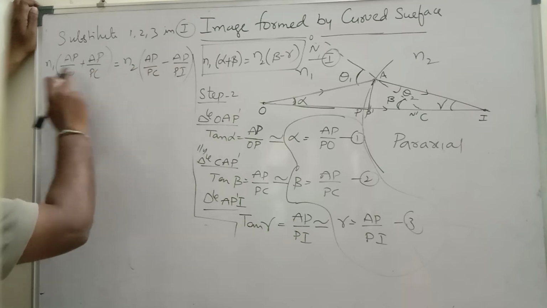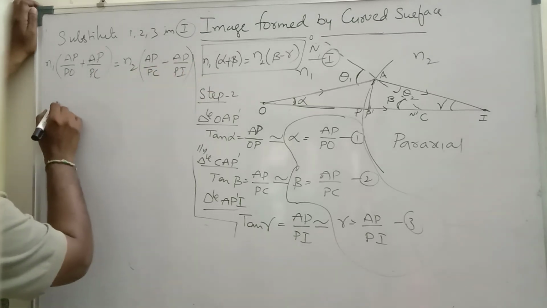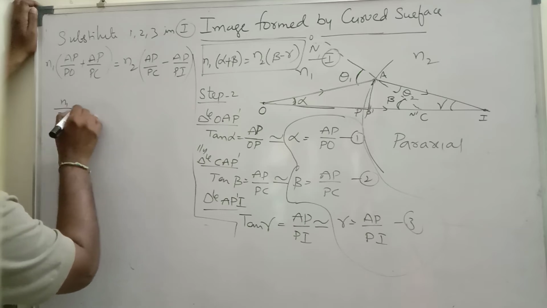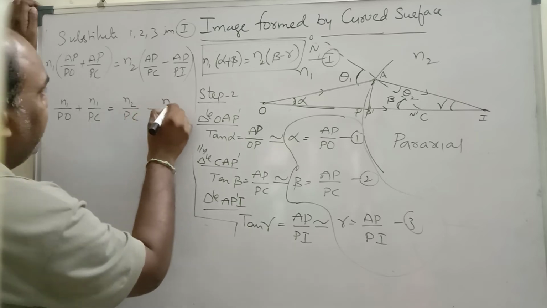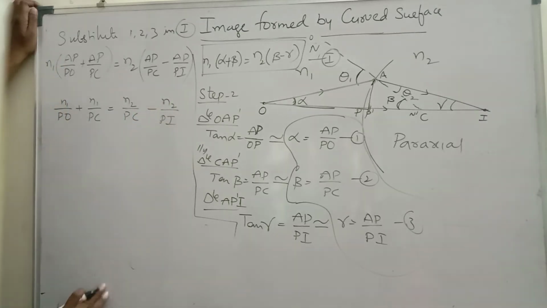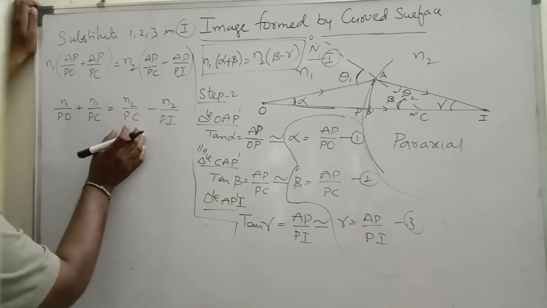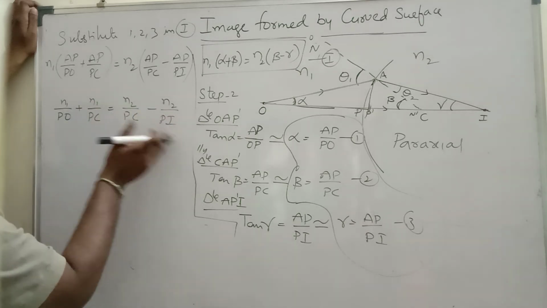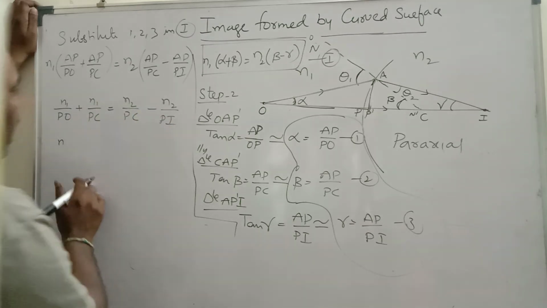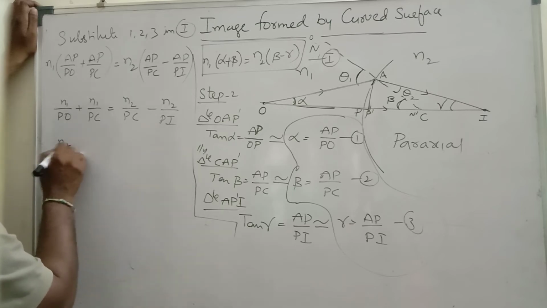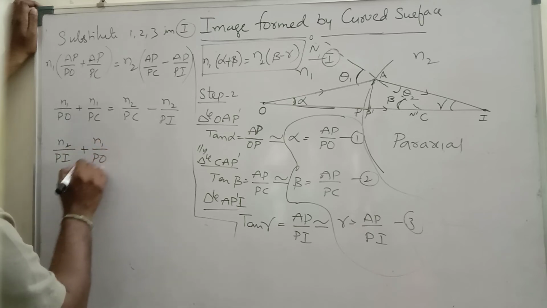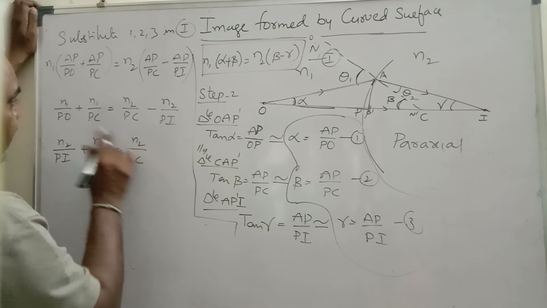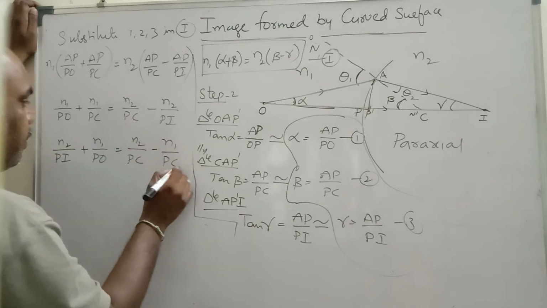Observe children, in total the numerator AP is common. Take common and cancel. Then what will happen? n1 by PO plus n1 by PC is equal to n2 by PC minus n2 by PI. Understand children? AP common and cancel. Now here PC is there, here PC is there. This PC I am sending that side and n2 I am bringing this side. Now observe carefully. This n2 by PI comes to this side. n1 by PO plus n2 by PI is equal to n2 by PC minus n1 by PC.